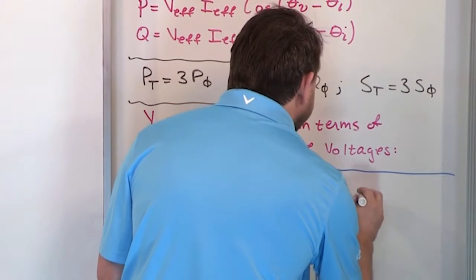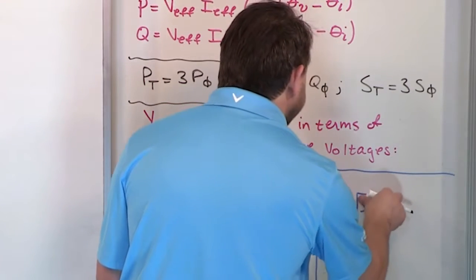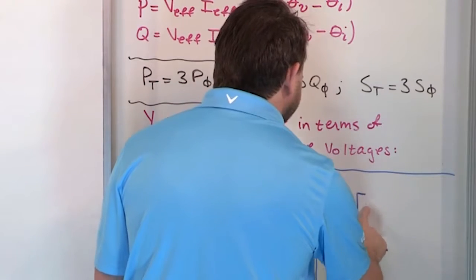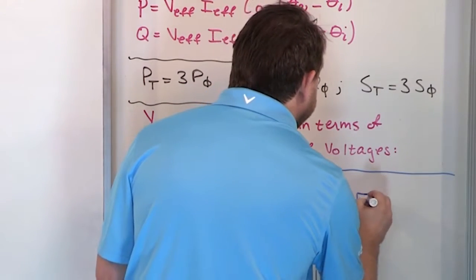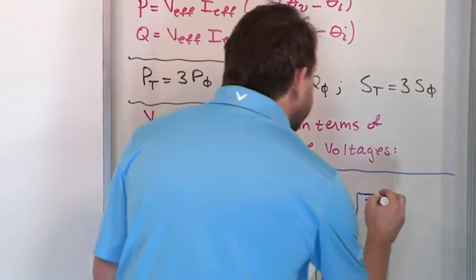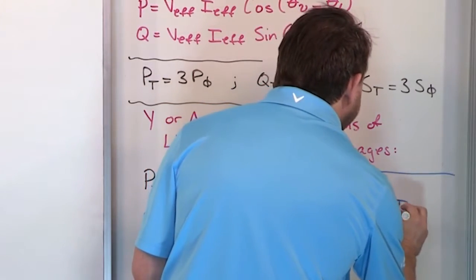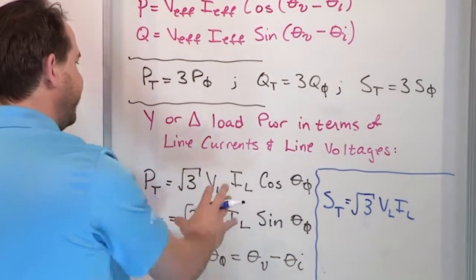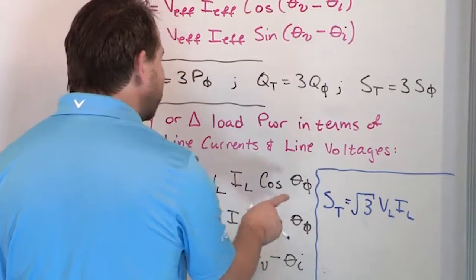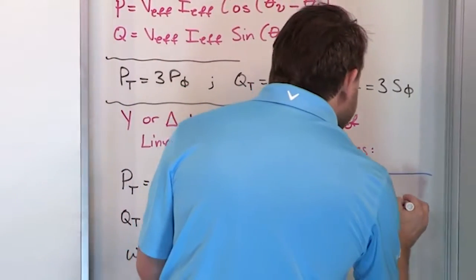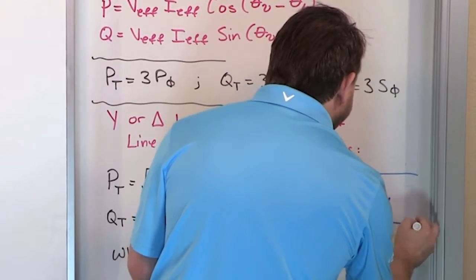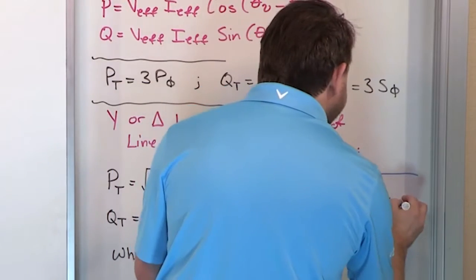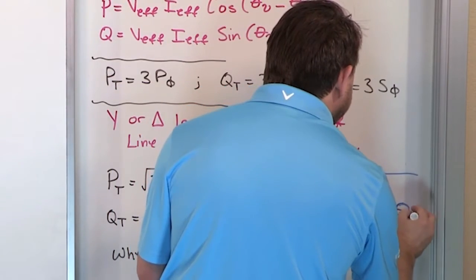It's going to look very similar. It'll be square root of 3 VL IL. Everything is the same as these other ones, but instead of a cosine or a sine, you just make it into a phasor. You put an angle of your phasor here, and guess what this angle is going to be? It's going to be theta phi.